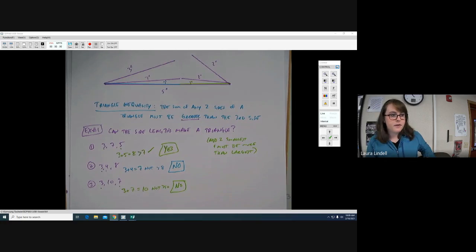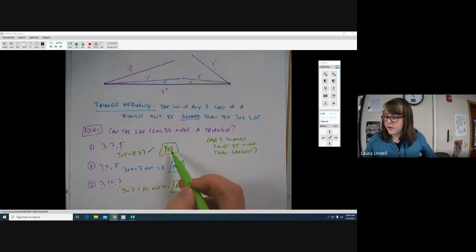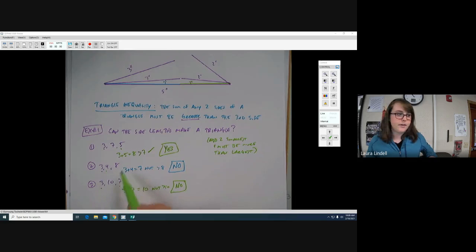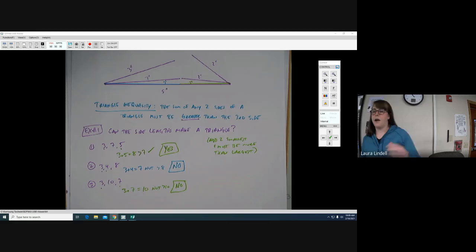So no. So this is the scenario that works. These two are the scenarios that don't. When they add up to equal the third side, or when they add up to be smaller than the third side, that ends up being an issue. Okay, so that's one way that you'll see triangle inequality problems. You'll have three sides, and they'll say, can this make a triangle? And so we have to add the two smallest and decide that way.